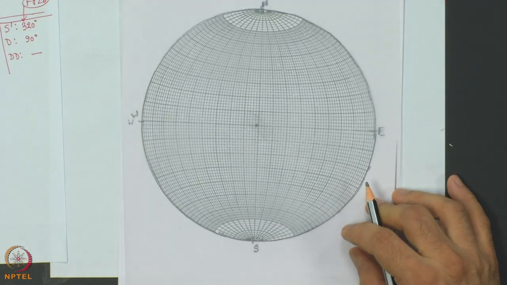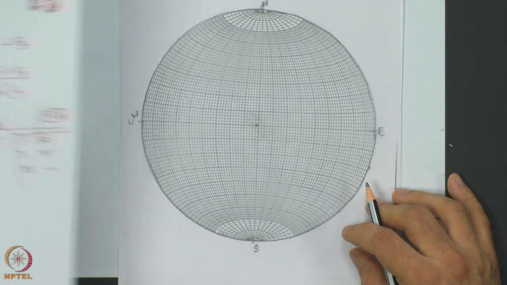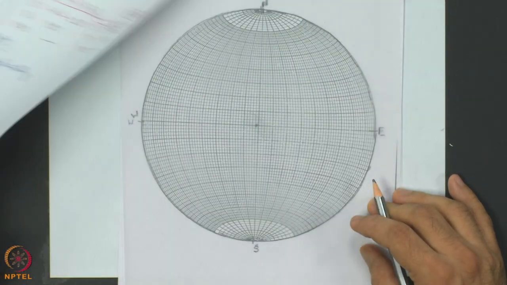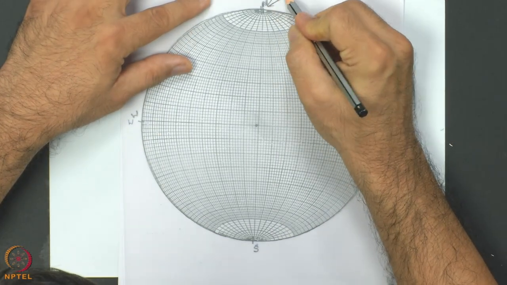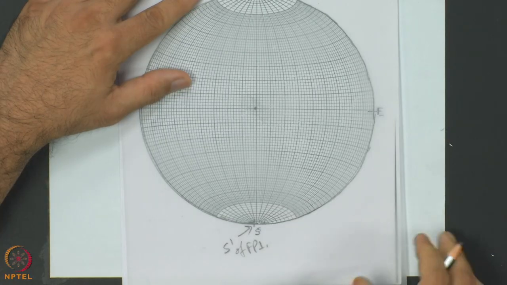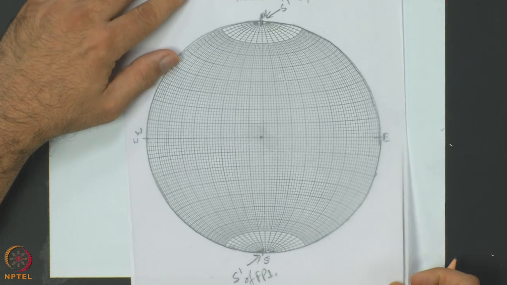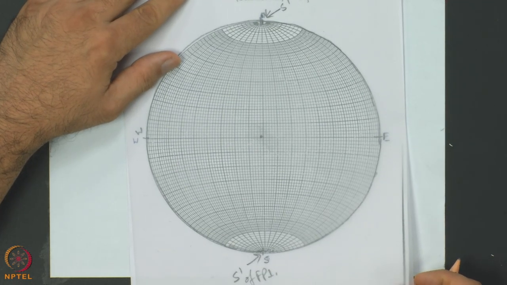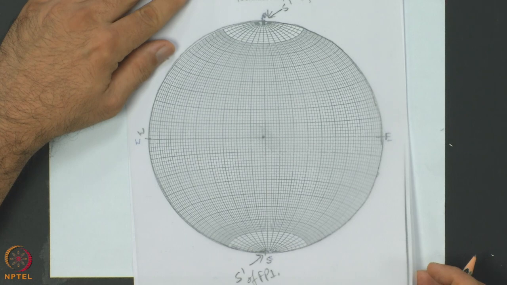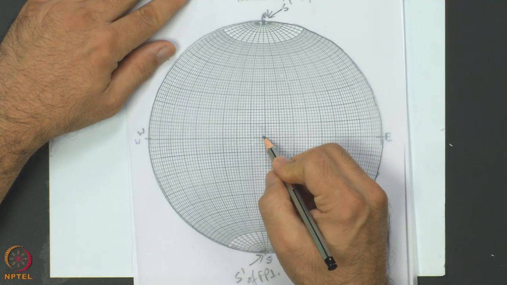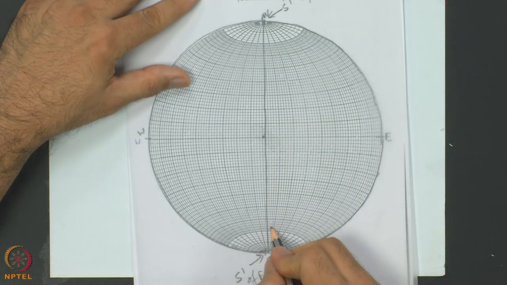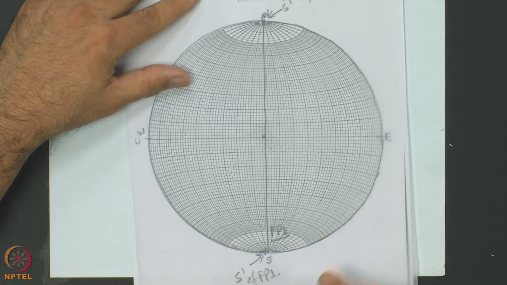Now let's plot FP1, for which the attitude data was given. This is the data. Strike is north-south. North-south are already marked, so I can call it S dash. These are the strike of FP1. Next, the plane dips 90 degrees. So a plane which is vertical passes through the center, and that is the strike. So I can draw a straight line. This is FP1. Fault plane 1 has been drawn.